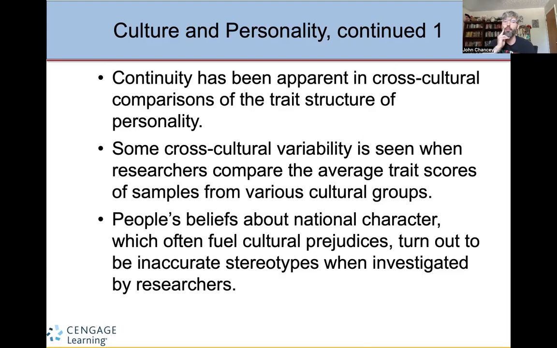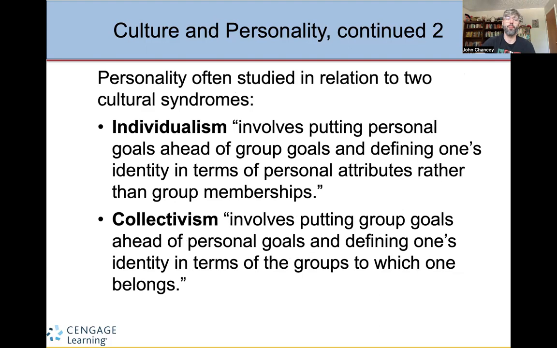There is some variability across different personality traits across different cultural groups, and it probably has a lot to do with, obviously, cultural influence on our personality. Beliefs about national character, which can also influence things like prejudice, can lead to inaccurate stereotypes when they're investigated by researchers looking at these cross-cultural comparisons. So you have to be really careful, and check your biases at the door.